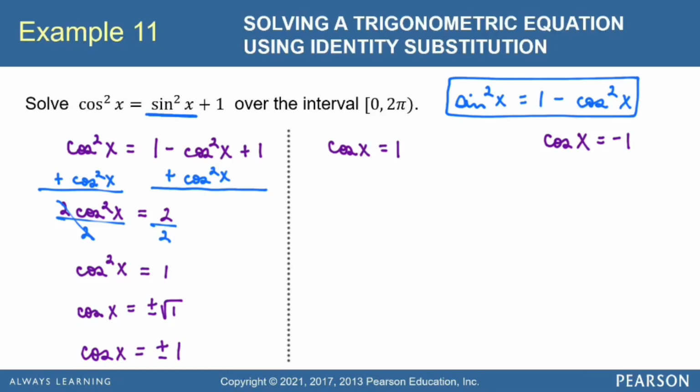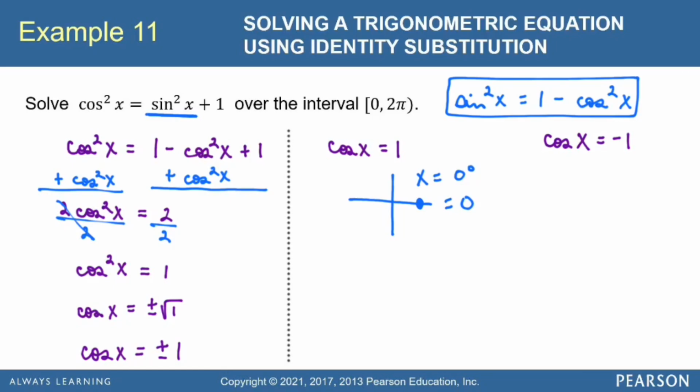Okay, so when cosine x equals 1, we're talking about a quadrantal angle. So we're looking for a point on the unit circle where the x coordinate would be 1. Well, that only happens one place, and that is at 0 degrees, and that would also be 0 radians.